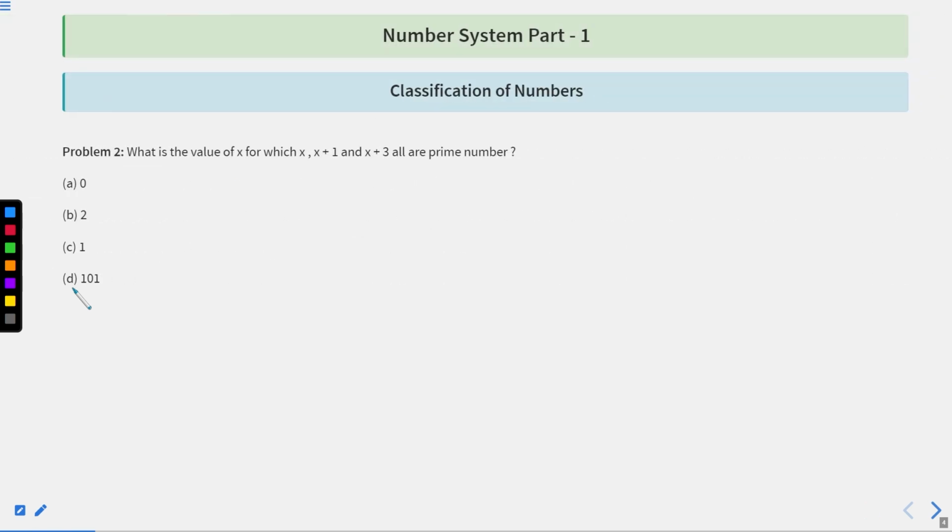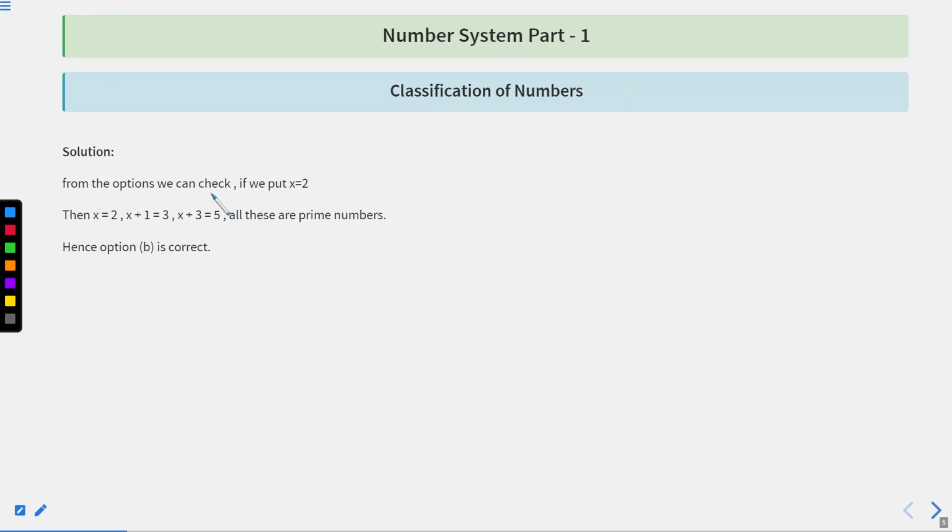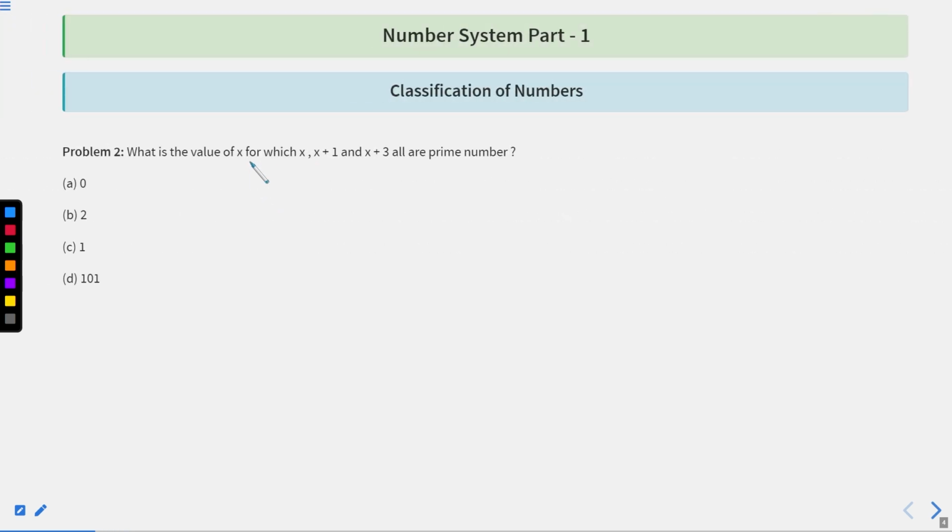Moving on to problem number 2. What is the value of x for which x, x plus 1 and x plus 3 are all prime numbers? From the options we can check. First of all, x equal to 0. 0 is obviously not a prime number, so we can discard this option by just looking at it.